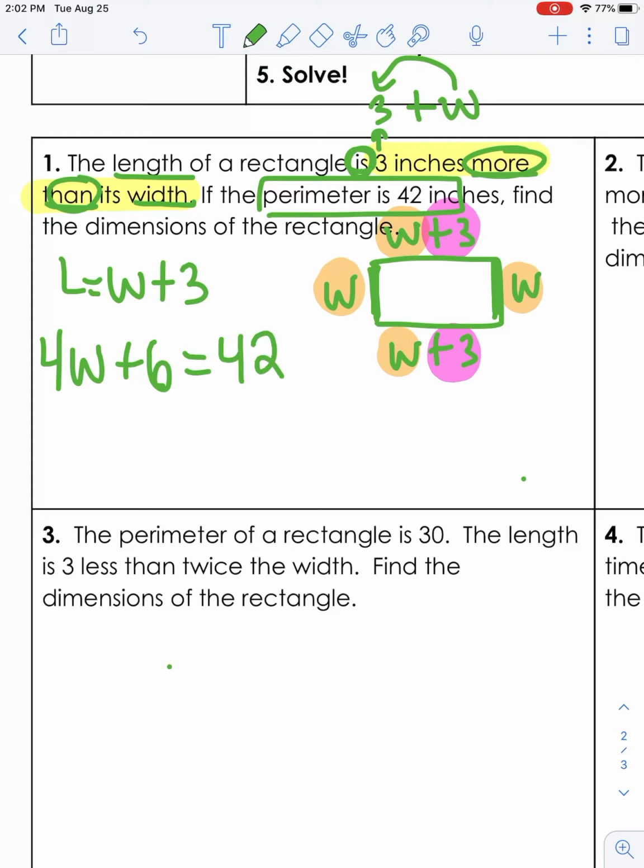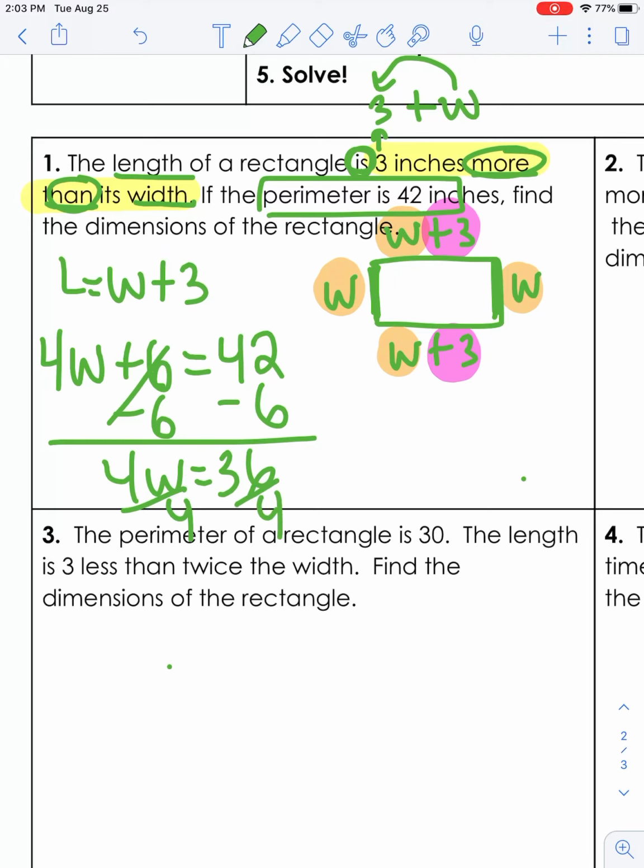Now it's just a 2-step equation to solve. Subtract 6 on both sides. So 4W equals 36, and divide by 4. So W equals 9. That's your width.